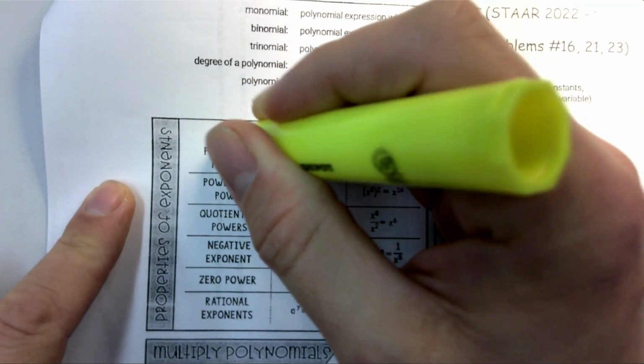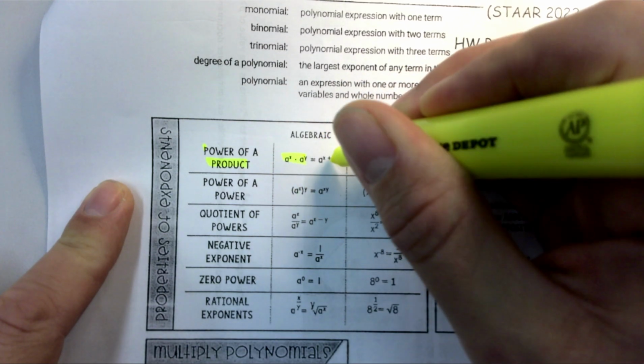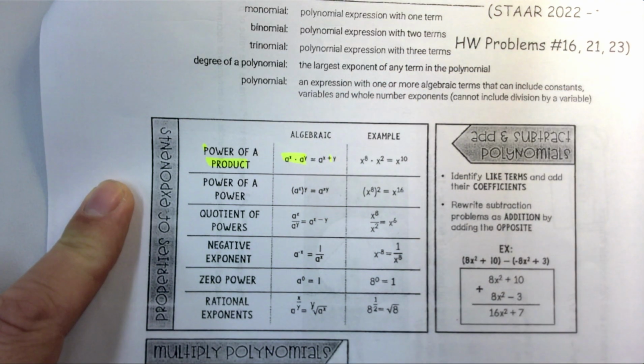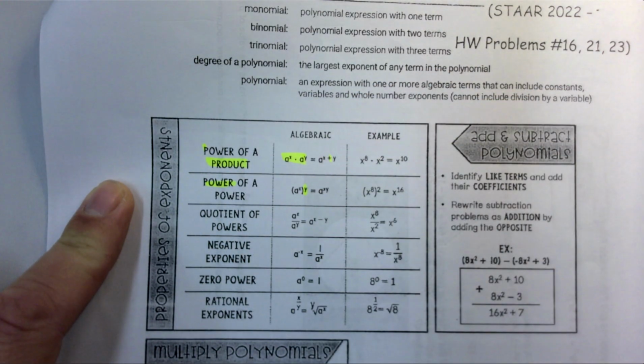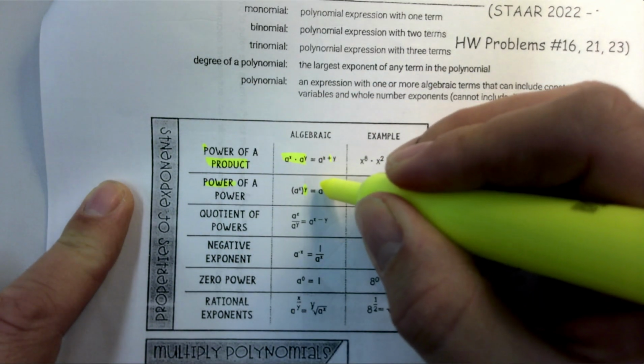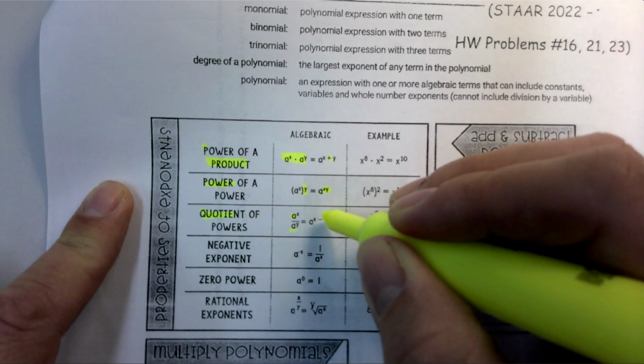We got the product rule. That means when you're multiplying like bases, you add the exponent. We have power to a power. That's when you have a power on the outside of parentheses. You multiply your exponents. We have the quotient rule. When you're dividing like bases, you subtract your exponents.